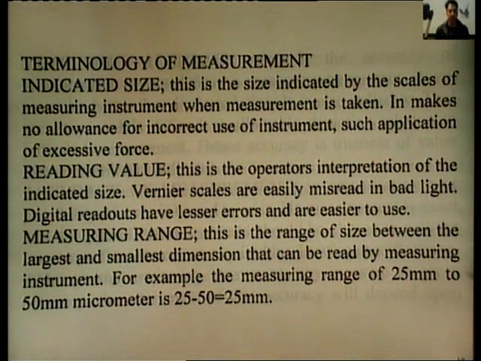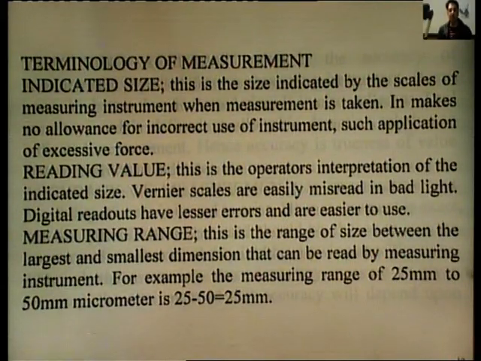So, reading value, this is the operator's interpretation of indicated size. So, whatever an operator finds on the instrument's scale, he will tell that size, and that is called the reading value. Vernier scales are easily misread in bad light. So, digital readouts have lesser errors and are easier to use. So, it is better, or preferred, to use the digital readout instruments because they give lesser error and they are also less strenuous.